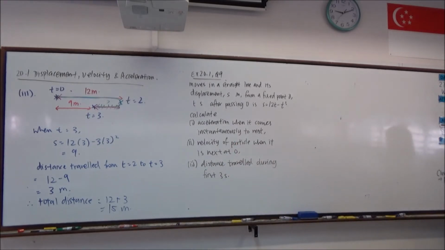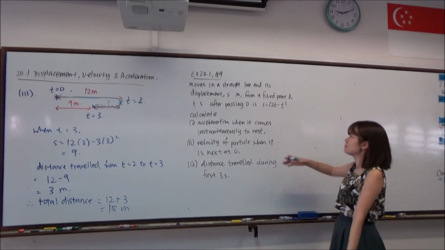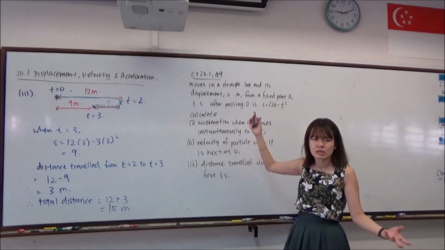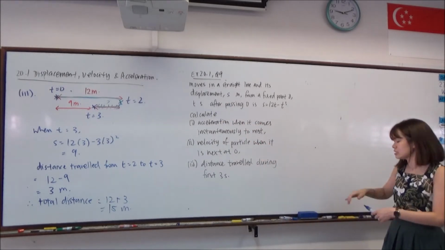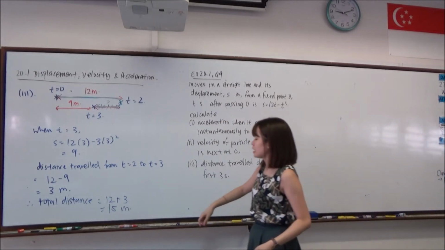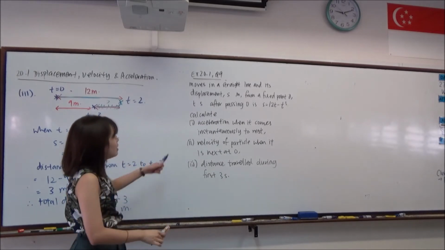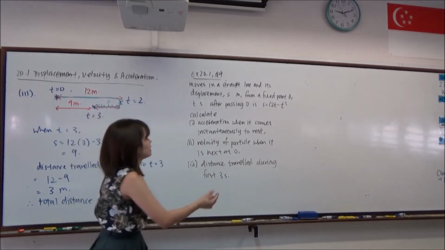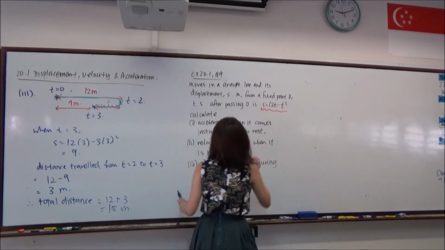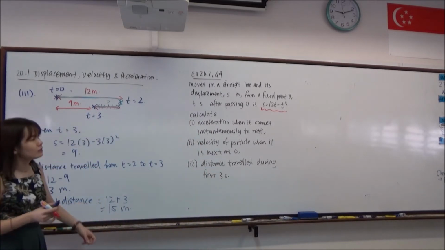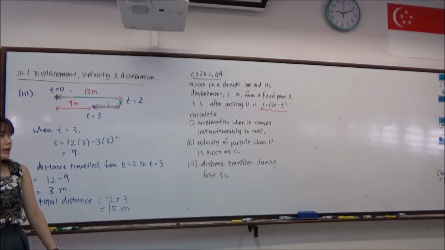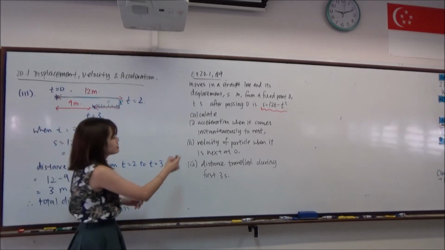Exercise 20.1 question 9. So likewise, we are looking at a particle moving in a straight line. Okay, and then the question says that displacement from a fixed point is given as s meters. So this one is straightforward. Just know that s actually refers to displacement. Okay. Then after that, t seconds after passing O. Okay. So the equation that we have is this part over here. Okay. In part 1, we want to find out what is the acceleration when it comes instantaneously to rest.